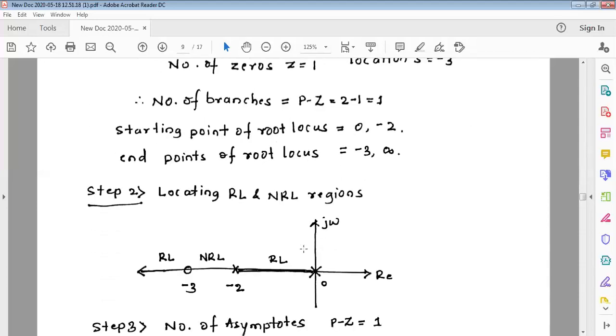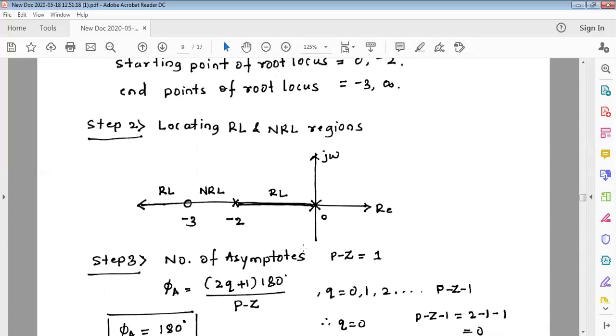The next step is locating the RL and NRL regions. How to do that? Draw the real axis and imaginary axis, draw the poles at 0 and minus 2, and one zero at minus 3. Now we need to find the RL and NRL regions. You stand on this branch, minus 2 to 0, and look at the right hand side: how many poles and zeros are there? No zeros are here, only one pole at 0. So 1 is an odd number. So this branch will become what?